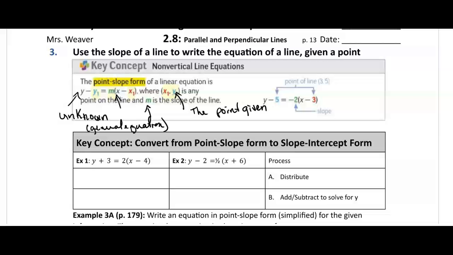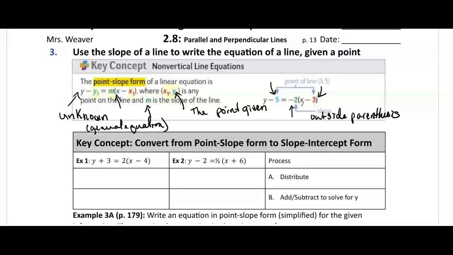So we plug in our x point with the x and our y point with the y. We put our slope as the coefficient outside of the parentheses.